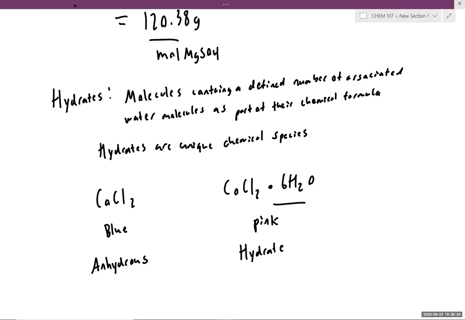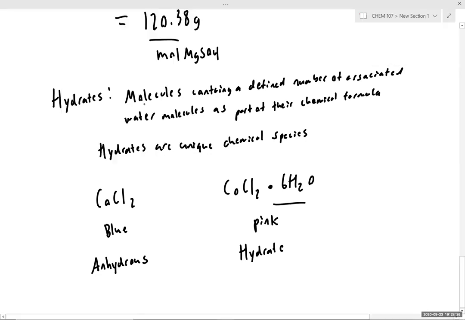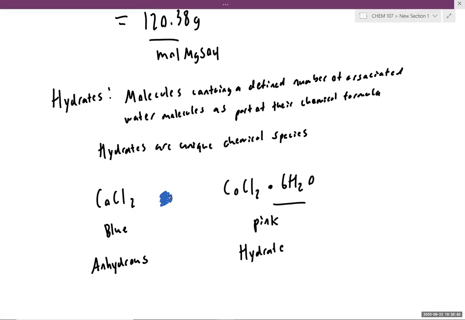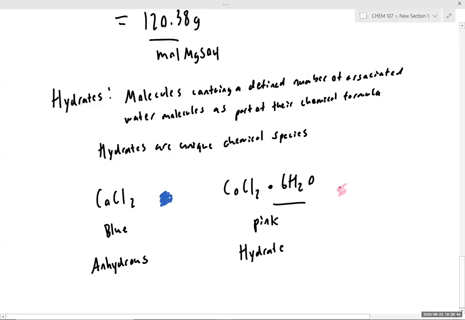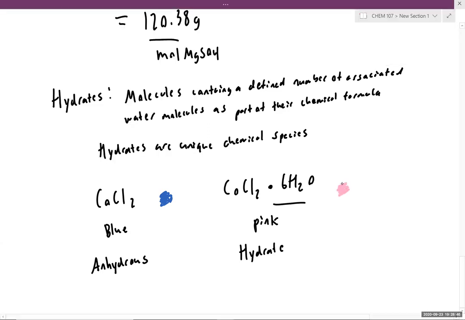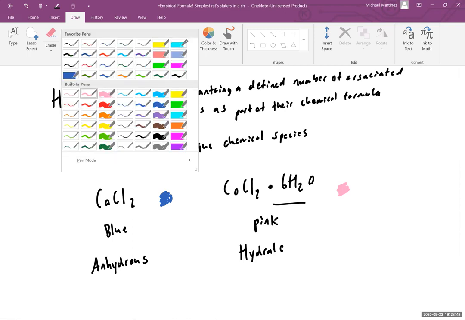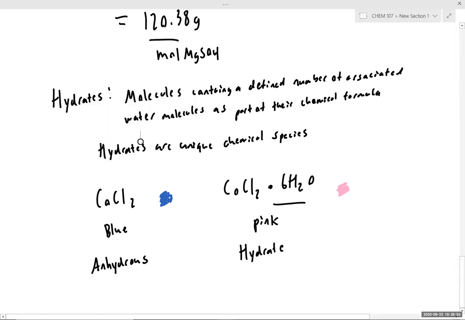So, hydrates are unique chemical species. They have different colors, different masses, different properties. Does that make sense to everyone? So it's not just a wet sample, it's a unique chemical compound.